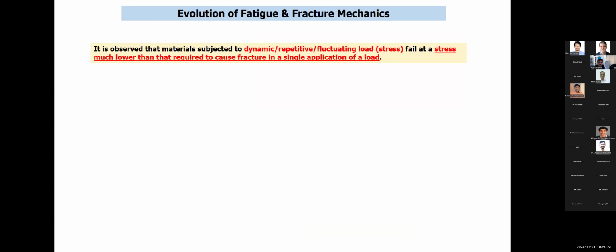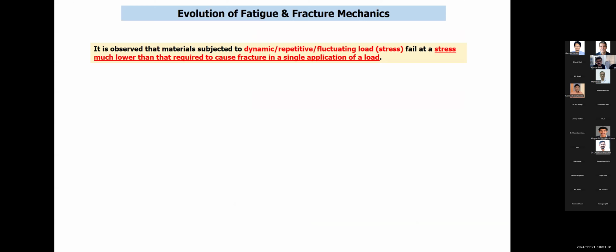So we understand that if you go over the basic definition of fatigue, there is an observation that when a material is subjected to dynamic, repetitive, or fluctuating load, it fails at a stress value much lower than that required for a static test. That is the basic understanding we had in case of fatigue. That means if a material has an ultimate strength of 100 megapascals, and a static load is applied, it shall not fail below 100. But it is observed that when a repetitive load is applied, it fails at much lower values.